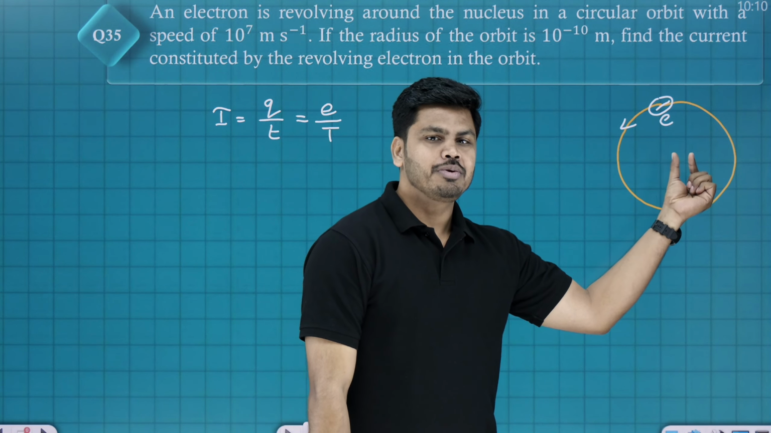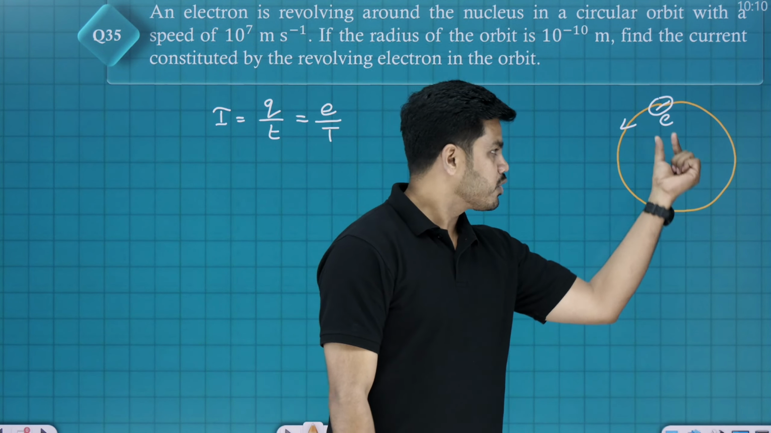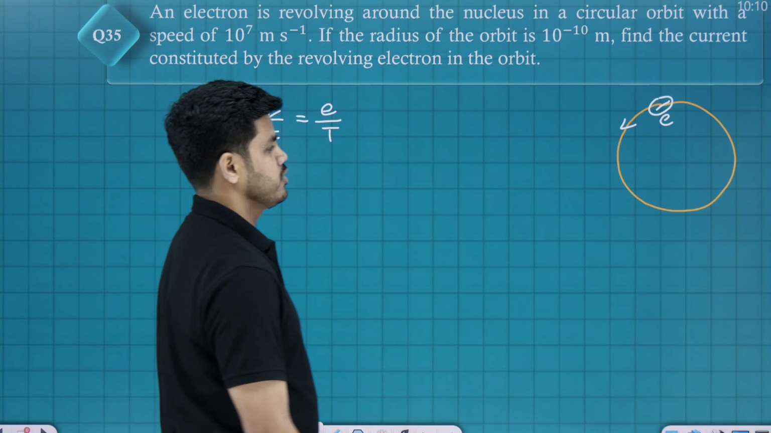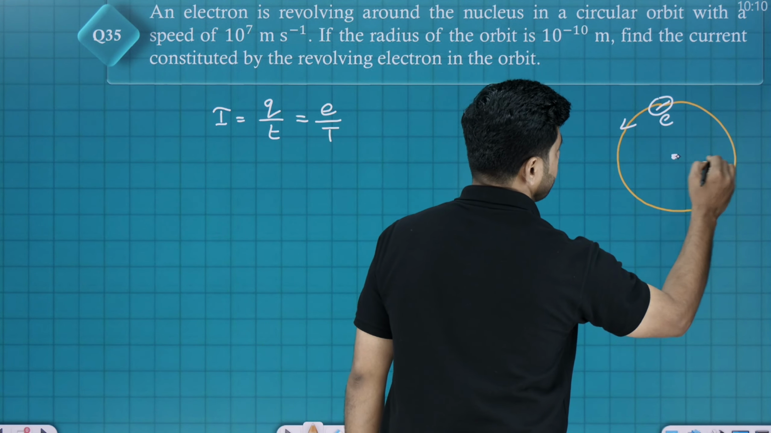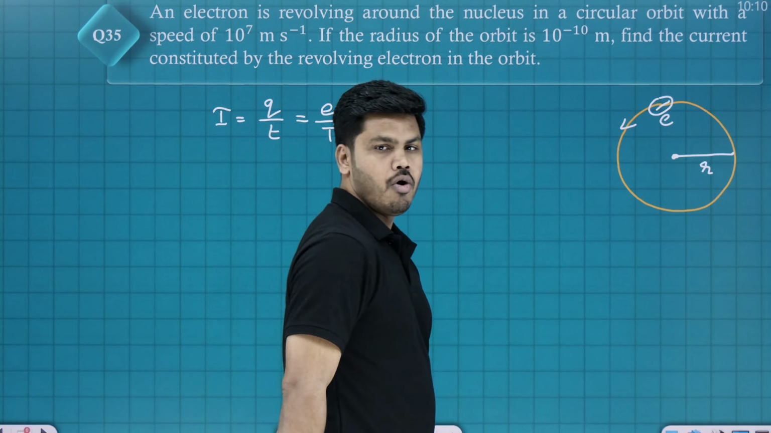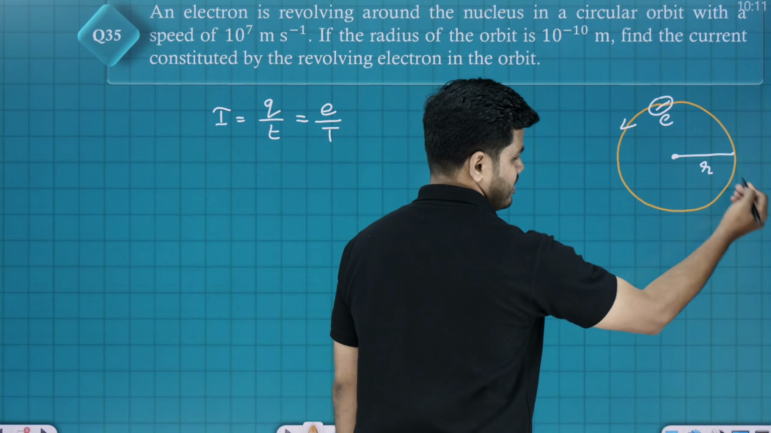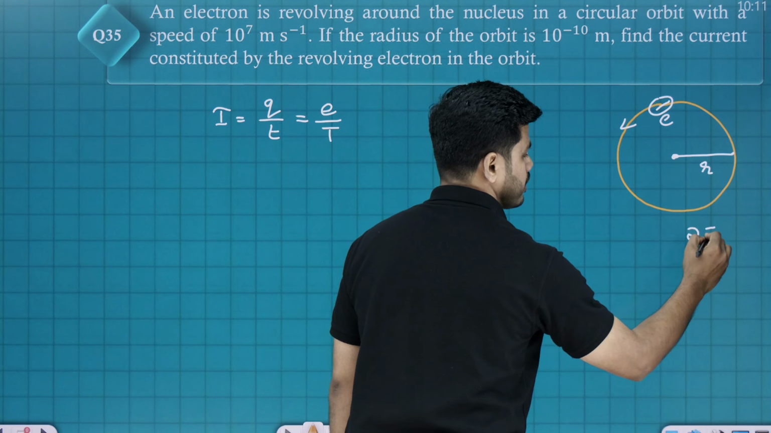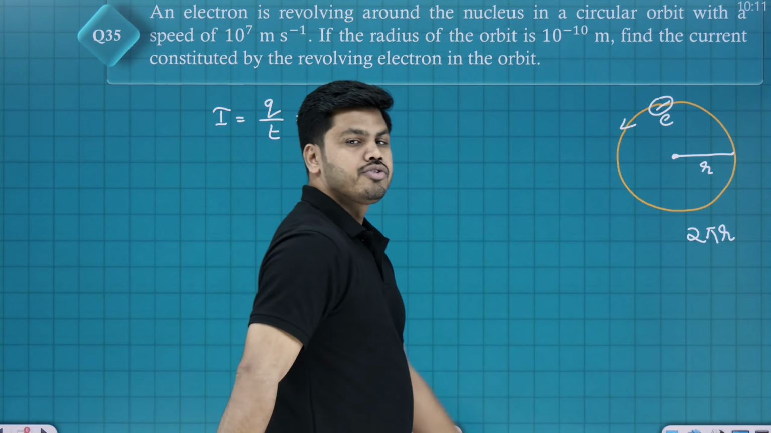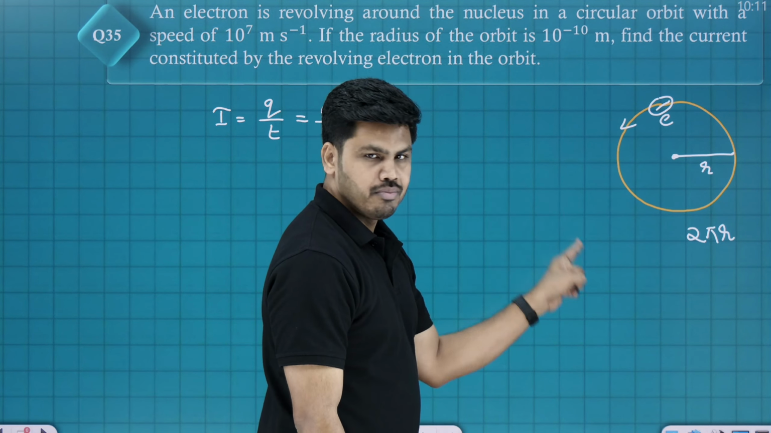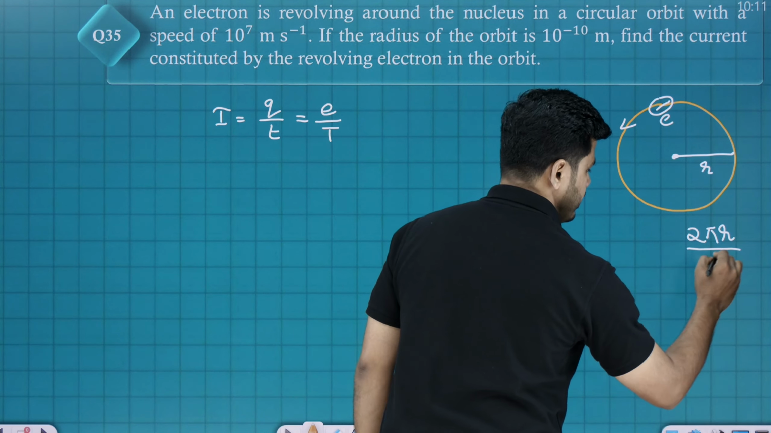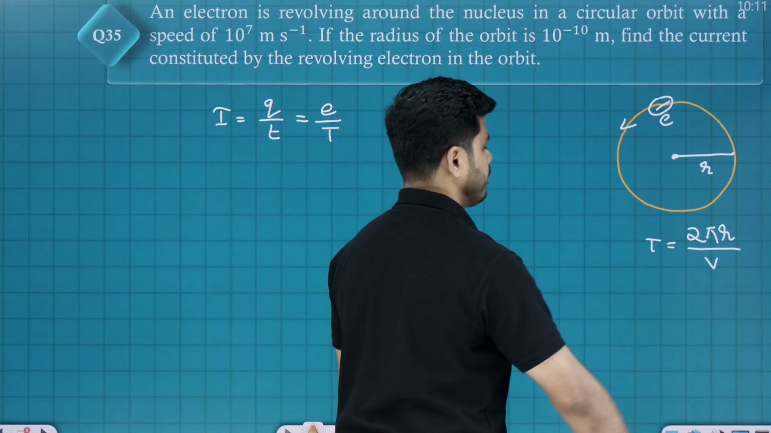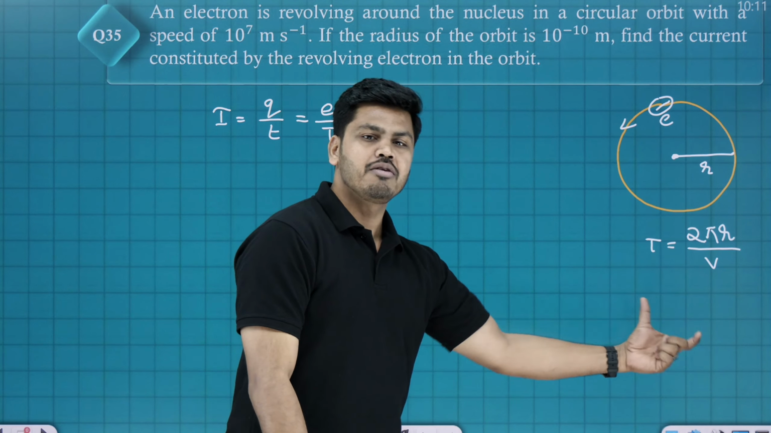So current in the circuit is going to be Q by T, which for an electron in an orbit will be E by T, where capital T stands for the time period. Suppose R is the radius of this orbit. Then the total distance traveled in one revolution will be 2 pi r, correct? Suppose the speed of revolution is v.